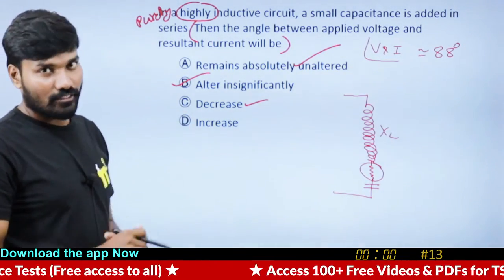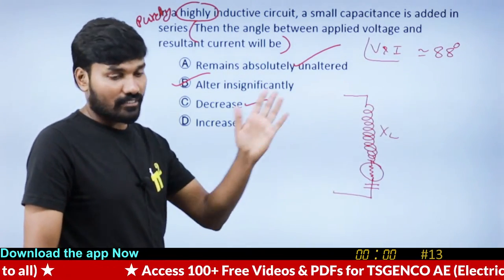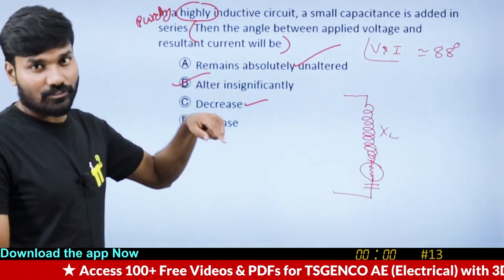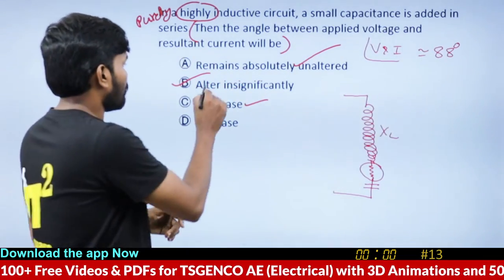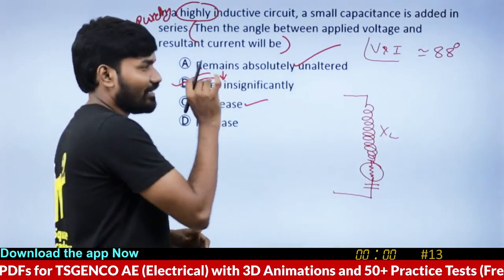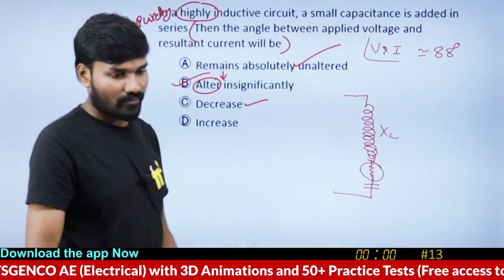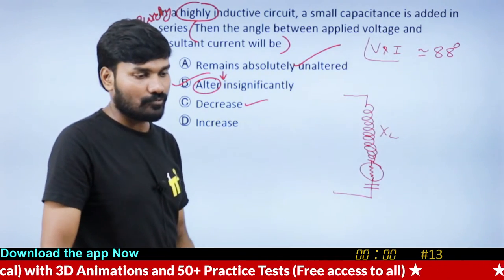Okay, I think you got the point. Yeah, that's what I'm saying. It decreases for sure, but that's what alter means, decreases. So to be more precise, it decreases but insignificantly. Okay, I think that's also clear. Anything more?